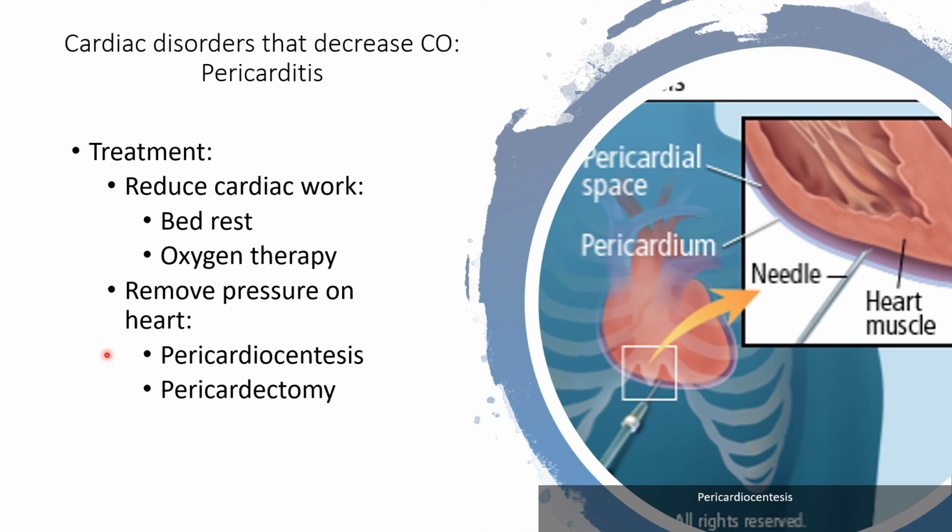Okay. Next, we'll want to remove the pressure on the heart. So if we're getting pericardial effusion, we'll want to conduct pericardiocentesis, and this is going to be removal of the pericardial fluid that sits between the pericardial sac, the visceral layer, and then the parietal layer. And so if you just pull that fluid off, now stroke volume is immediately going to go up because now venous return is going to be compromised.